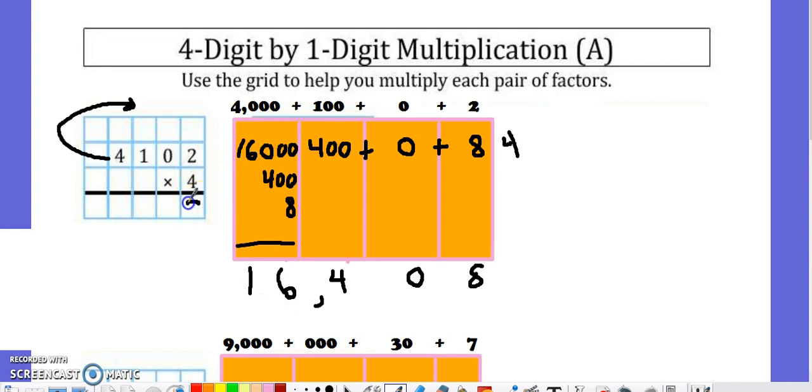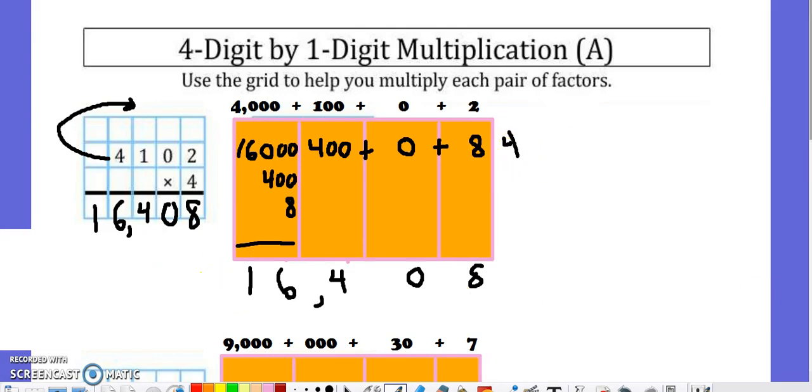4 groups of 2, 8. No groups of 4, or 4 groups of nothing, is 0. 4 groups of 100 is 400. That's why the 4 goes in the hundreds. Then 4 groups of 4, 16. And it's 4,000, so 1,000 goes into the thousands. And I'm sorry, 10,000s, and 6 goes into the thousands. So we're left with 16,408. That's correct. It's all checking out.